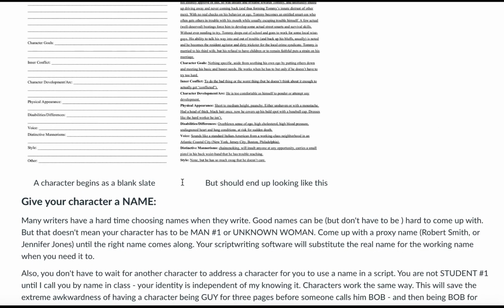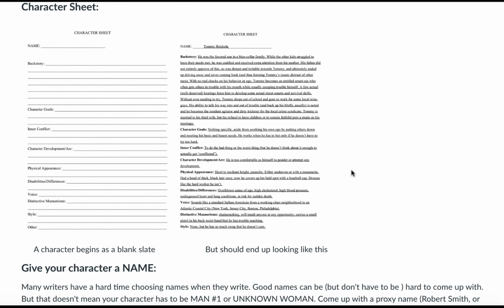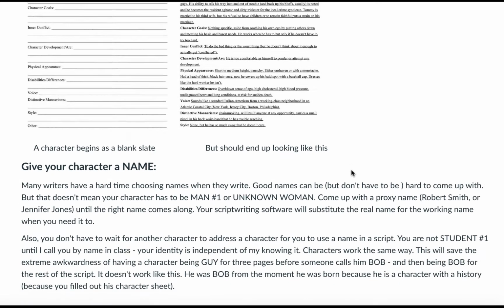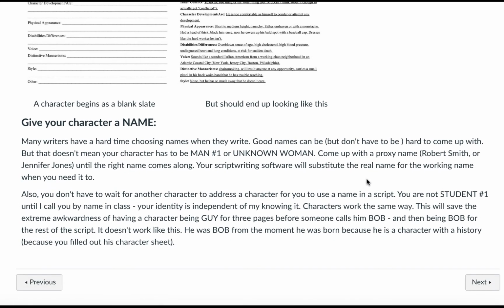So it begins as a blank slate, but it should end up being like this, where you've filled out all of these details and you have a good idea of who this character is. And one of the places you want to start is you want to give your character a name. And this is really important for a few different reasons.